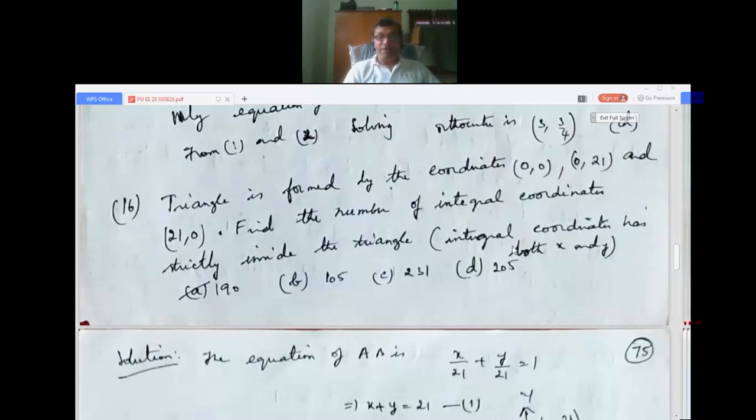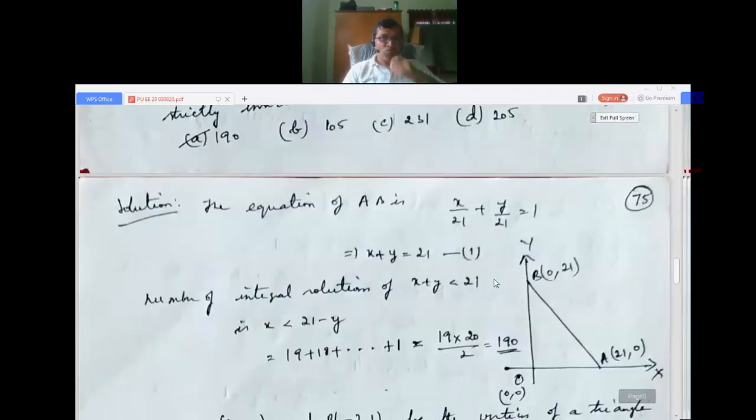Integral coordinates means both x and y are integers. So find the number of integral coordinates. The first option is 190, second option 105, third option 231, fourth option 205.